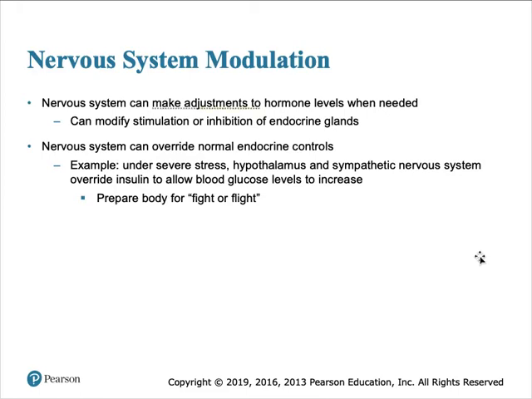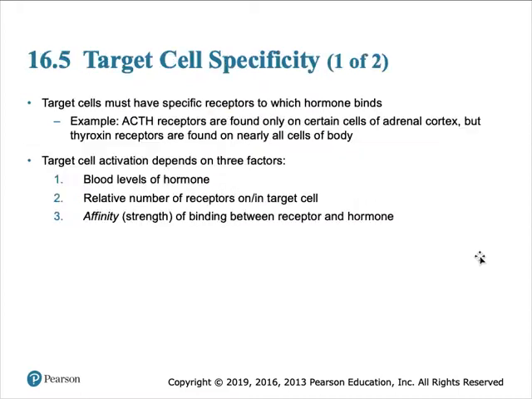No matter what the system is, the nervous system has the ability to modulate the amount of hormone released. It can adjust things a little bit to be more appropriate. It can modify stimulation or inhibition of the endocrine glands. The nervous system basically can override normal endocrine controls. This is particularly important for what we call the fight or flight response. For example, under severe stress, the hypothalamus and the sympathetic nervous system override insulin to allow blood glucose levels to increase so that you have more energy available potentially for a fight or flight response.